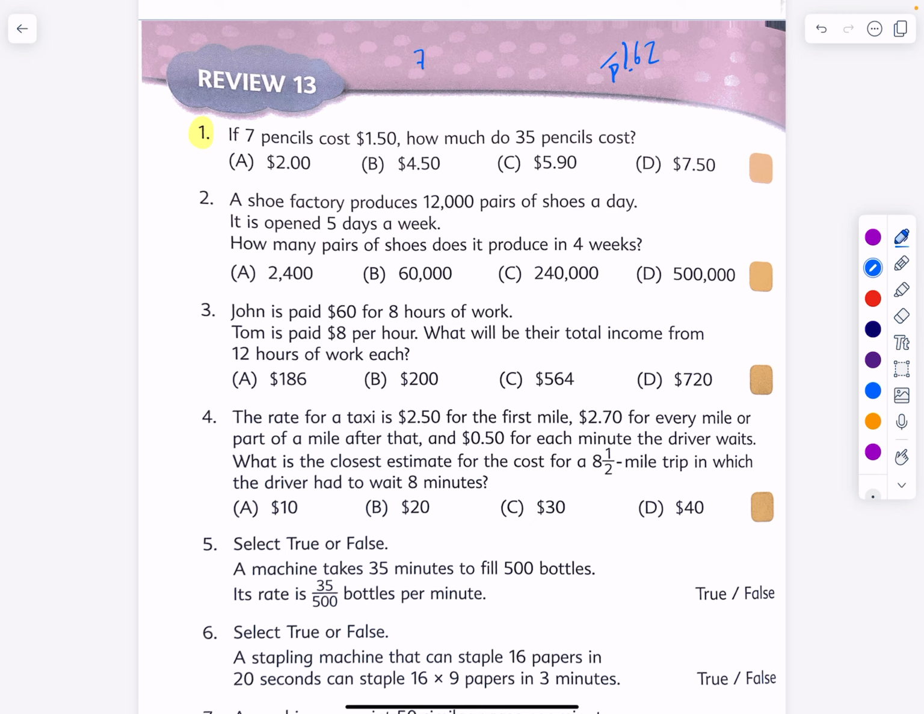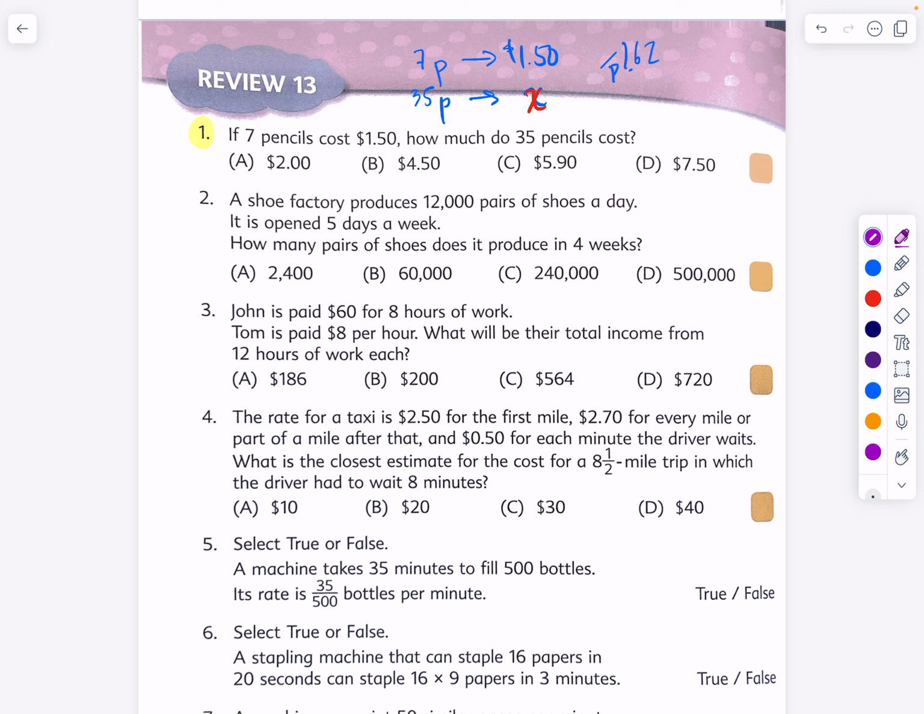Well, we can write down the ratio. 7 pencils cost $1.50. 35 pencils cost X. X is unknown. We can mark it in red. We just set up a proportion. Two ratios tied together make a proportion.